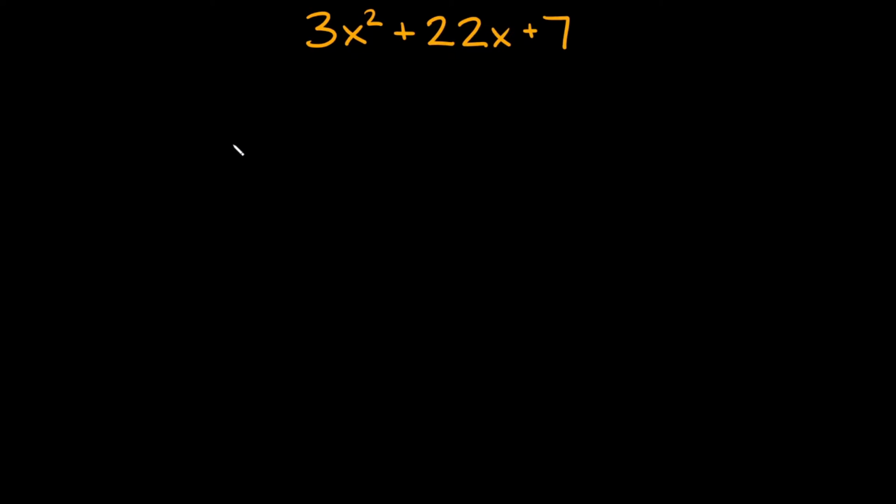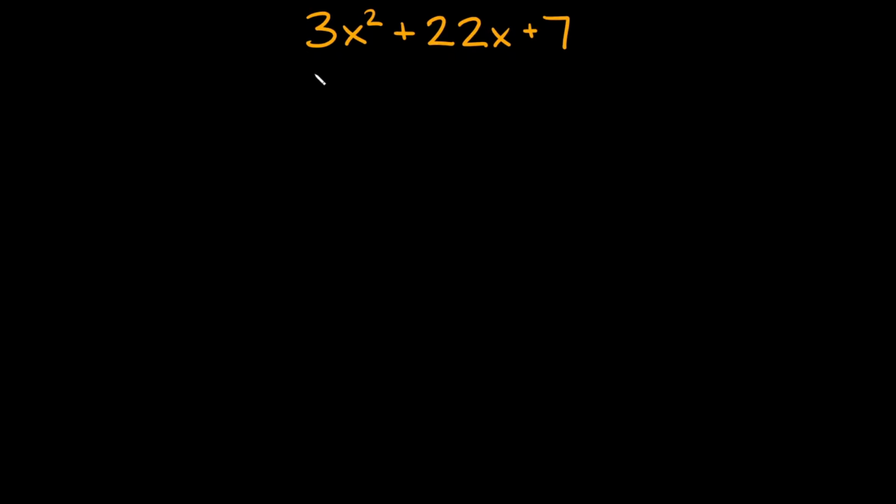So in this video, I'm going to teach you how to factor quadratics using the guess and check method, which is sometimes referred to as the trial and error method. Now, this method is really good for whenever your quadratic has a leading coefficient that is greater than 1. As you can see, we have a 3 right here. So here we can use the guess and check method.